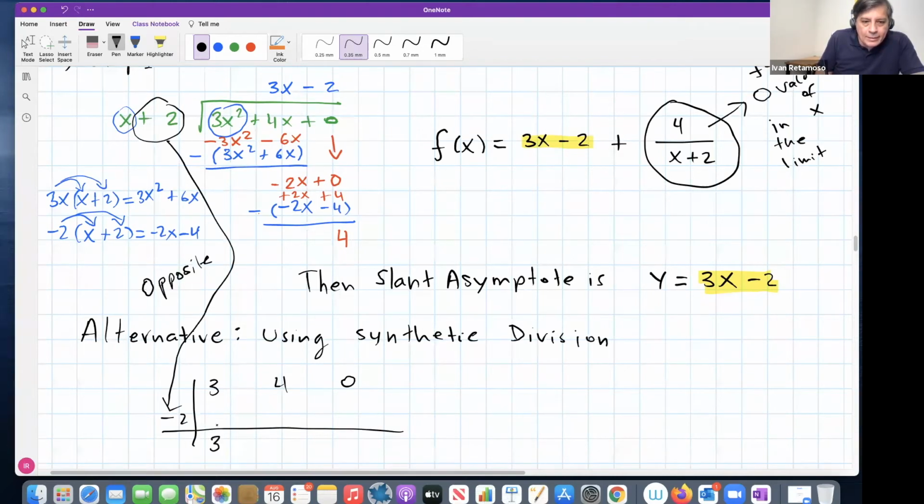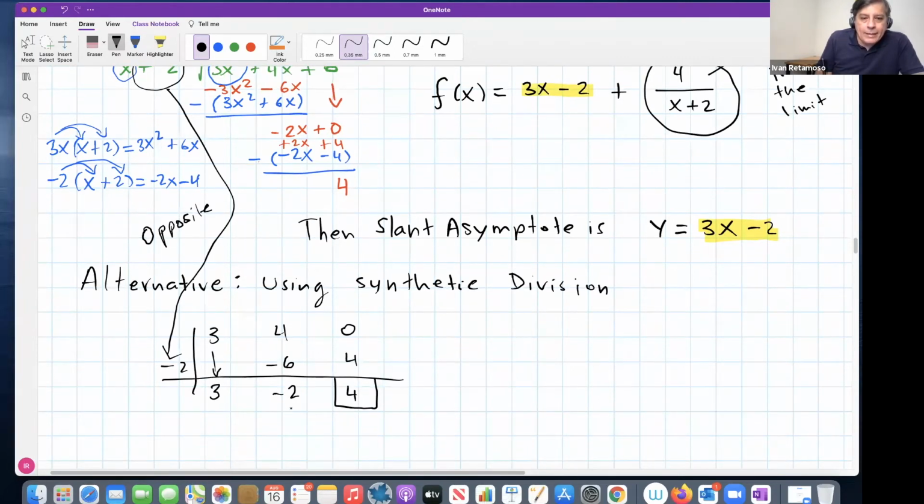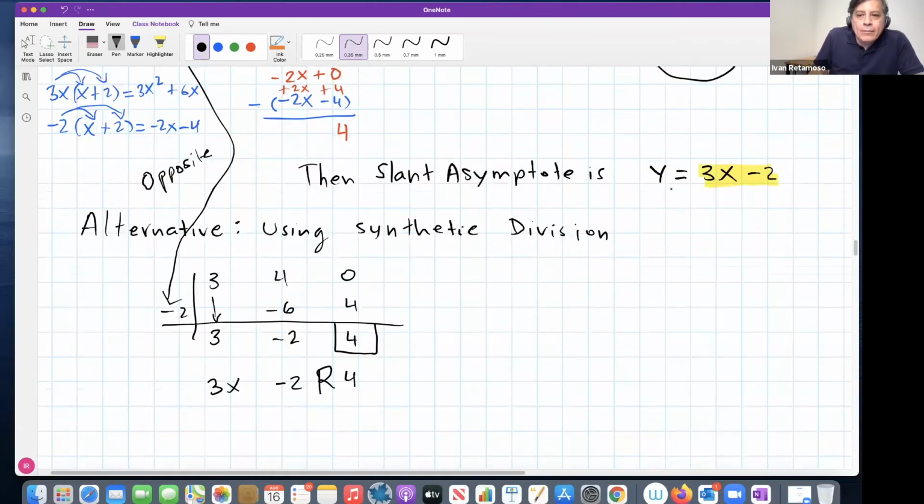3 comes down as it is. 3 times negative 2, negative 6. The sum of these two is negative 2. Negative 2 times negative 2, 4. 4 plus 0, sorry, 4. Separate the last one, that's the remainder. And from here, you get your quotient, 3x plus negative 2, which is just minus 2, right? And the remainder is 4, right? This is what I got here, right? So you can use this too. But we found then our slant asymptote, right? That was part A.